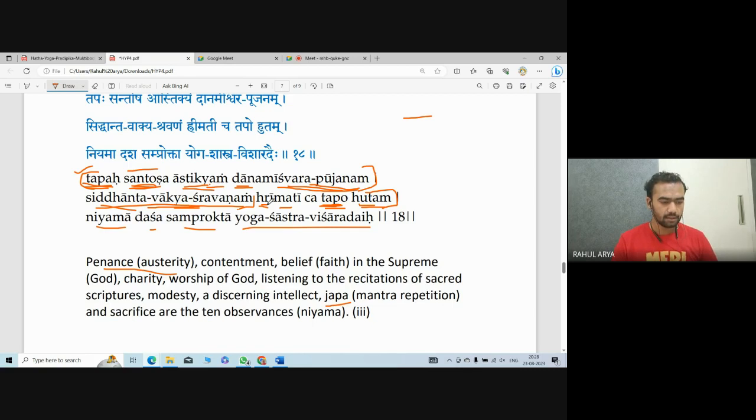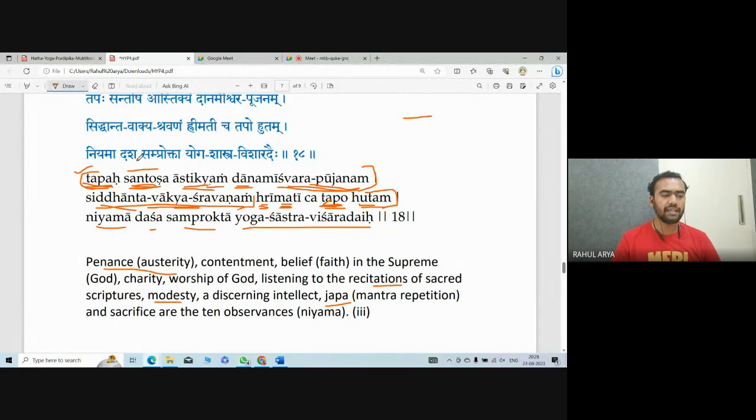Hri, its actual meaning is modesty, politeness. Mati is also equal to, we can think of it as intellect, mind. He is doing that kind of activity which improves his mental state, like practicing Gayatri Mantra. It is scientifically proved that Gayatri Mantra helps to improve your cognition and your memory. So it is Mati.